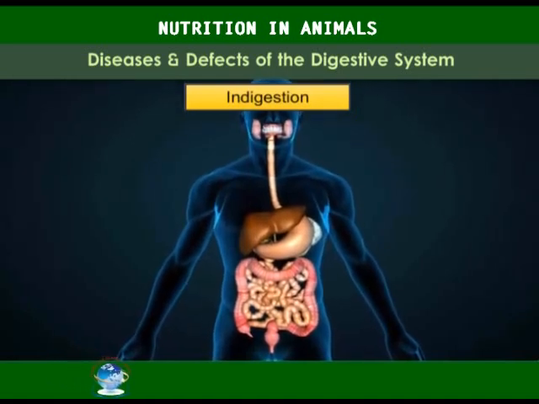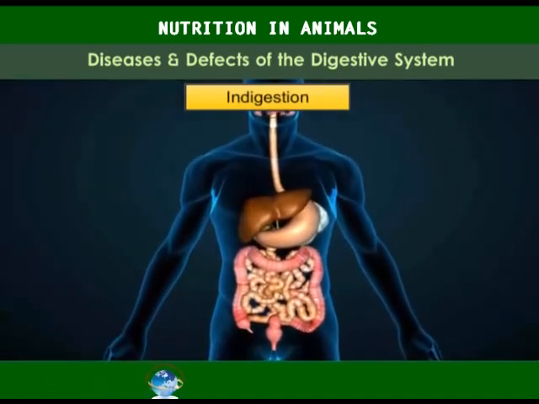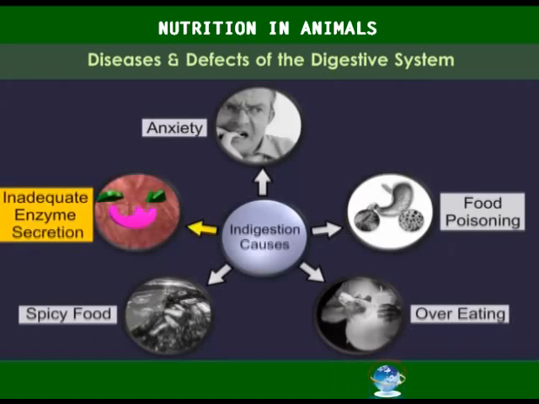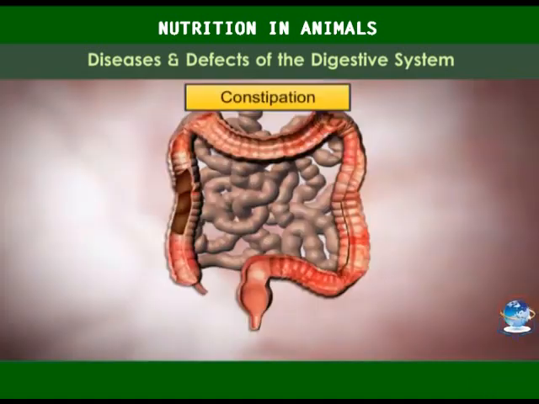Indigestion takes place when food is not digested and one experiences a feeling of fullness, pain, or heartburn. This usually takes place due to inadequate enzyme secretions, anxiety, food poisoning, overeating, and spicy food. Constipation is another condition of the digestive system in which an individual has uncomfortable or infrequent bowel movements.